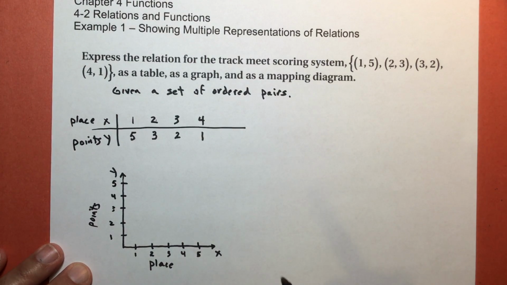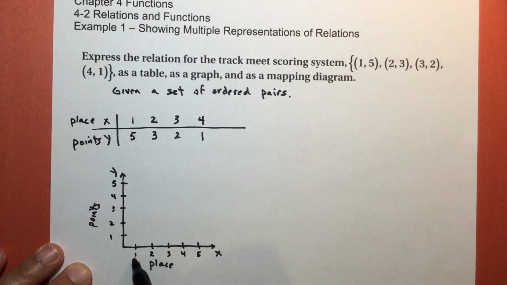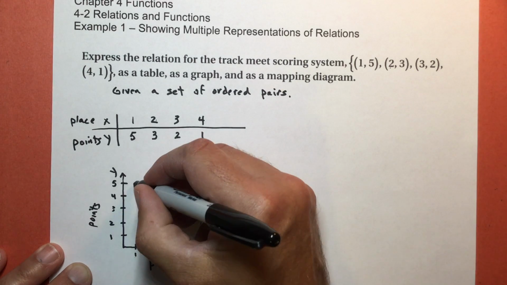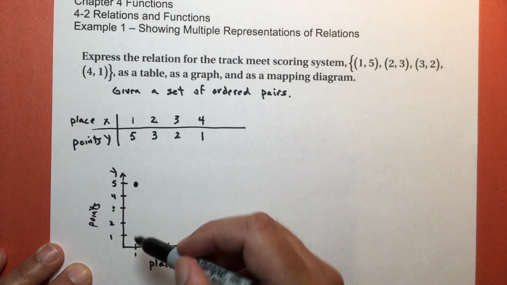All right, so now we're going to graph it. First place gives me 5 points, so I go 1, first place on the x-axis for the place, and that's going to give me 5 points. So that's going to be right here. So I go to the right one, and I go up 5.